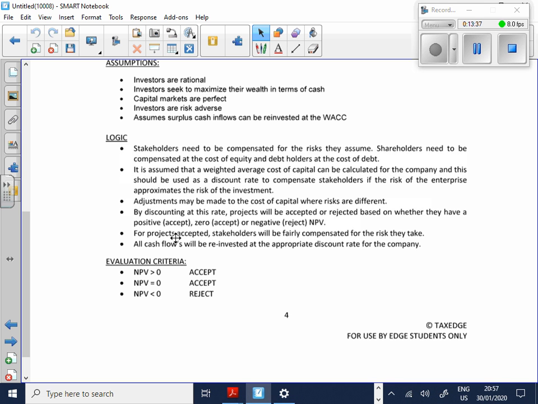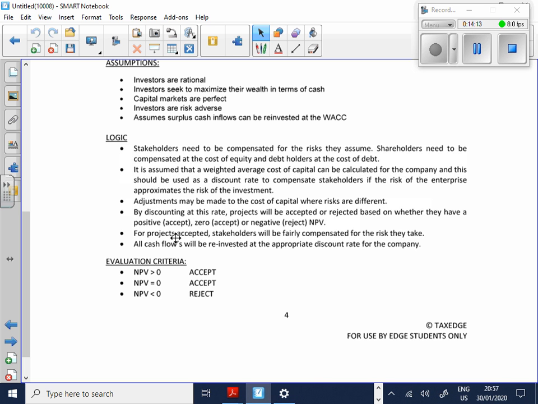I've said WACC is an average of debt and equity. So the risk of the company is a combination of debt and equity. One of the logics behind it is we get to use WACC inside our NPV decisions. Two, it says it's assumed that the weighted average cost of capital can be calculated for the company, and this should be used as a discount rate to compensate stakeholders if the risk of the enterprise approximates the risk of the investment. So guys, we assume that the risk of the company is the same as the risk of the investment.